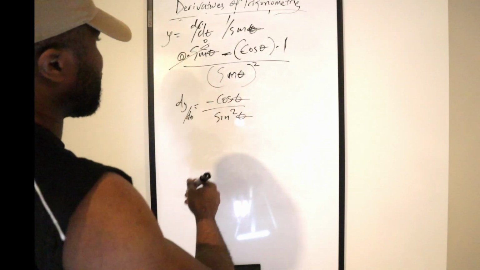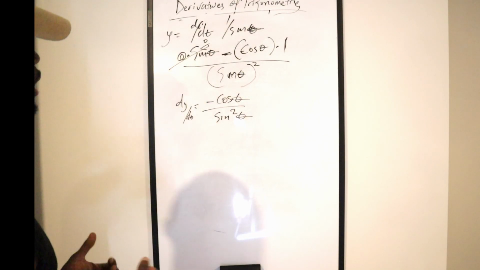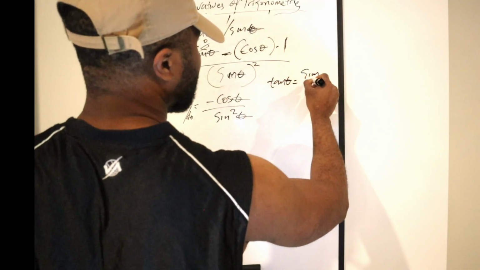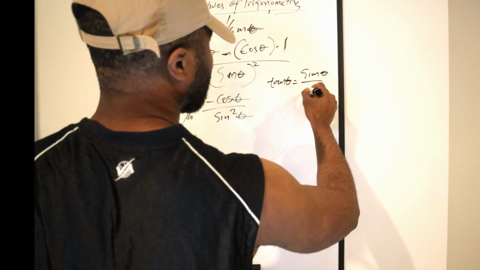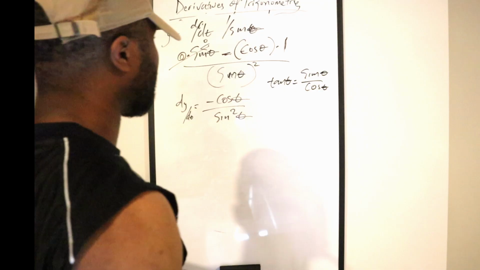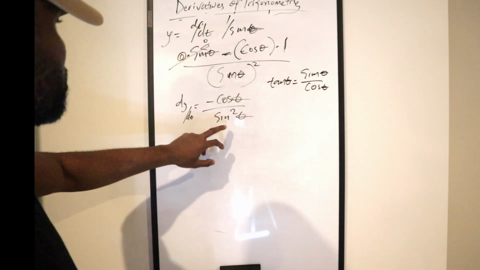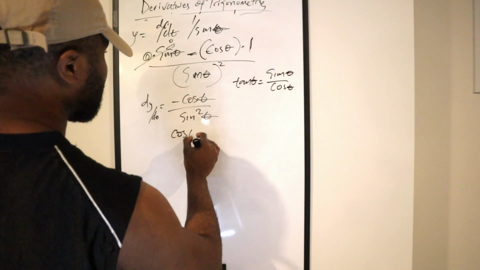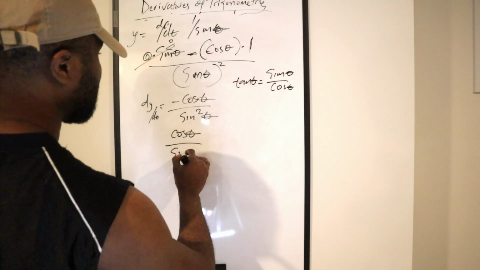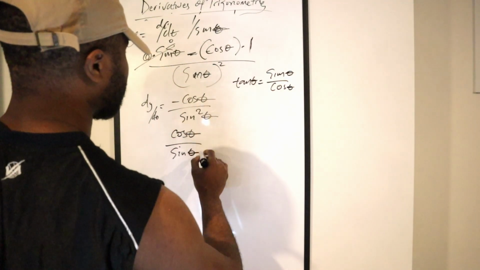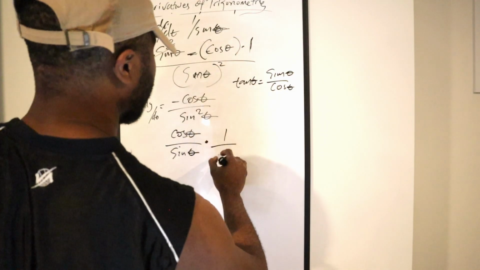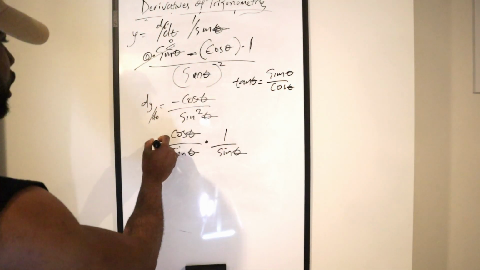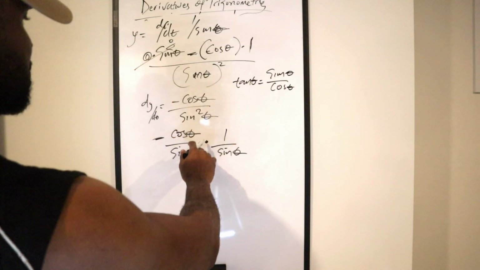Looking at this equation, if you go back to your trigonometry, we understand that tan theta is equal to sine theta over cos theta. So looking at this equation here, we can break it down. So we can say cos theta divided by sine theta times 1 over sine theta. So this equation here is the same as this equation. The minus sign here is the same.